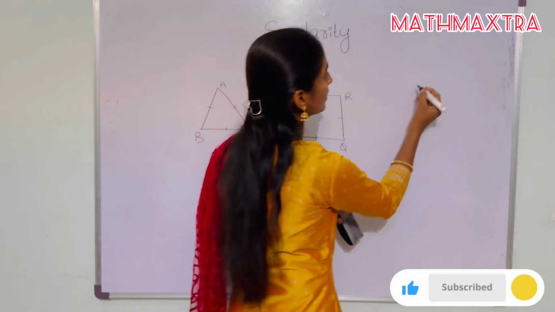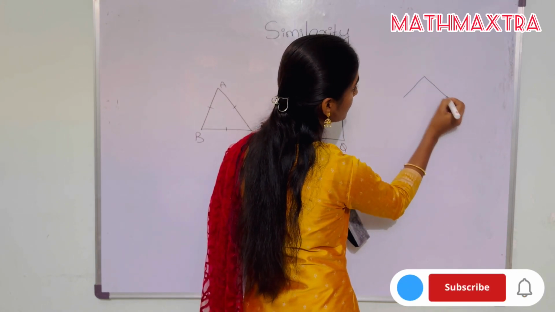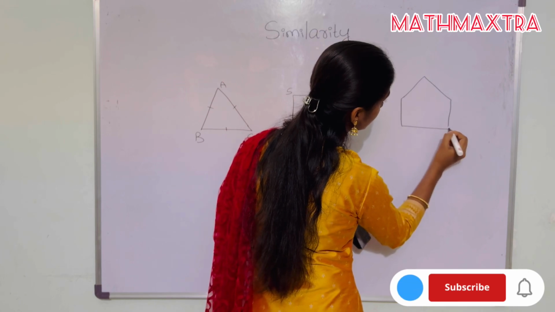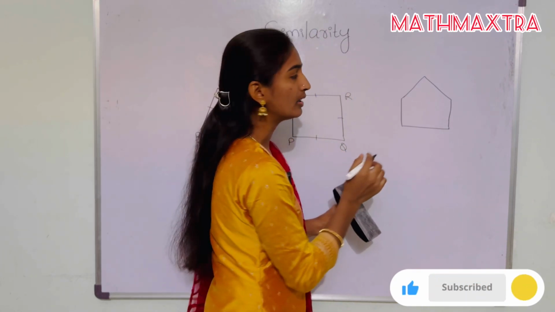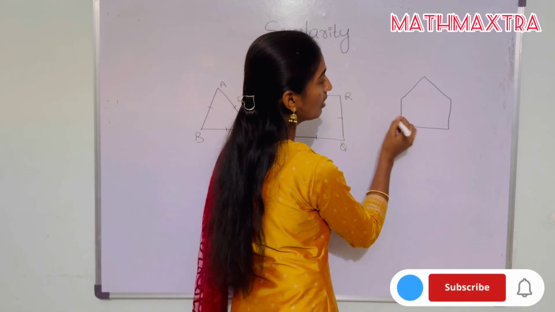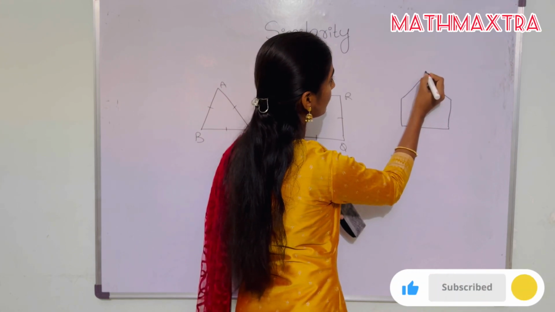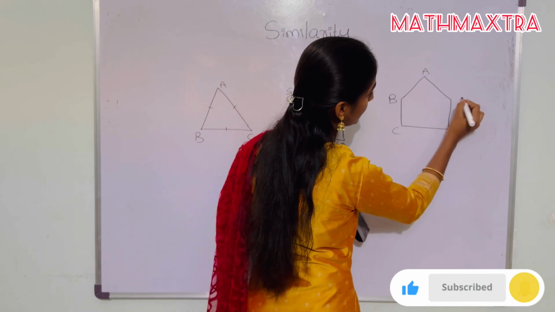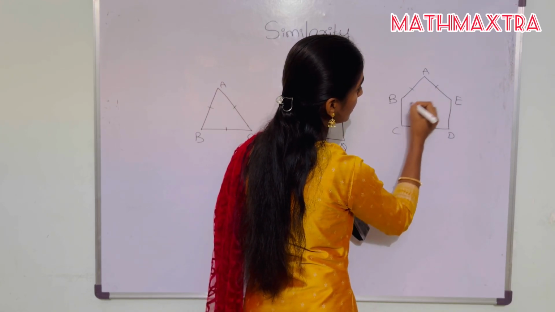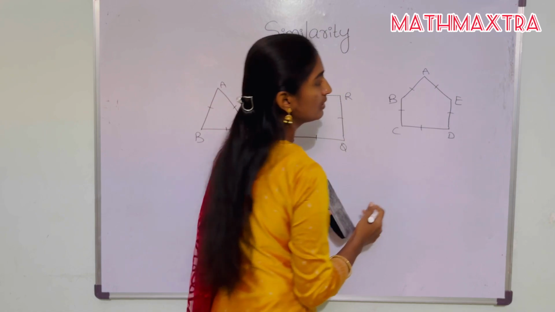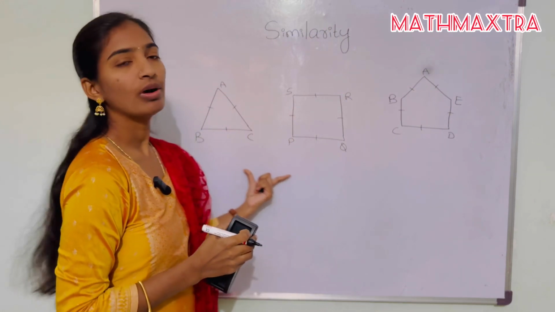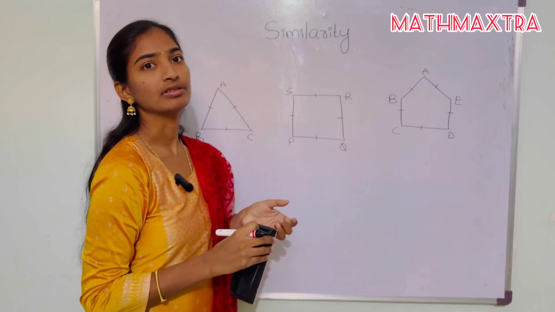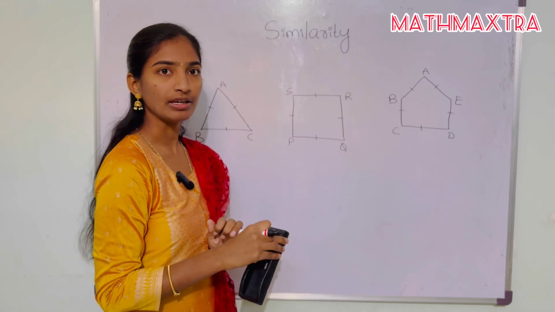So you increase the number of sides. Now I am considering a pentagon in which 5 sides are there, A, B, C, D, E. In this also all the sides are equal. These we call regular polygons, which means all the sides in the figure must be equal.